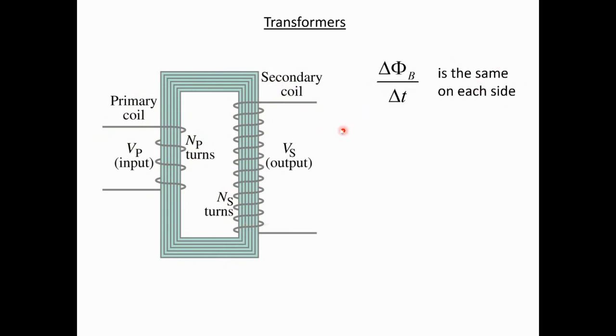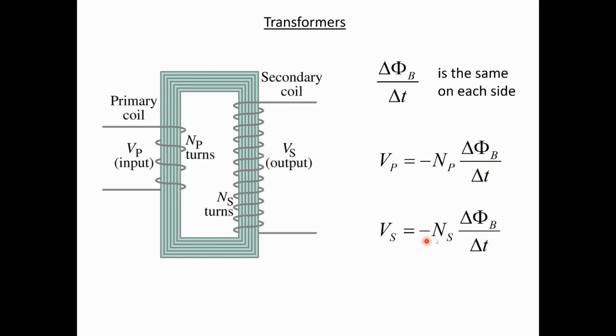This is what I just said. The change in flux is the same in the primary and the secondary coils. In the primary side, we have this relationship. And you can think of it as putting in the voltage and creating this change of flux. On the other side, we have the same equation except with subscript S. And you can think of it as the changing flux is now creating the voltage Vs. For alternating current, again, you can think of Vp and Vs as RMS values.